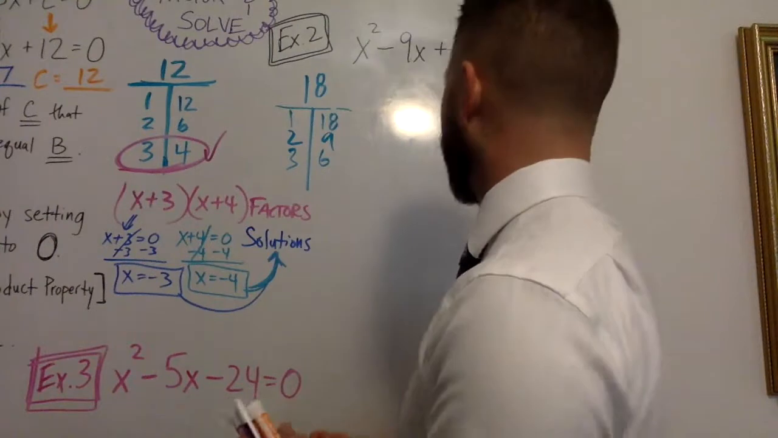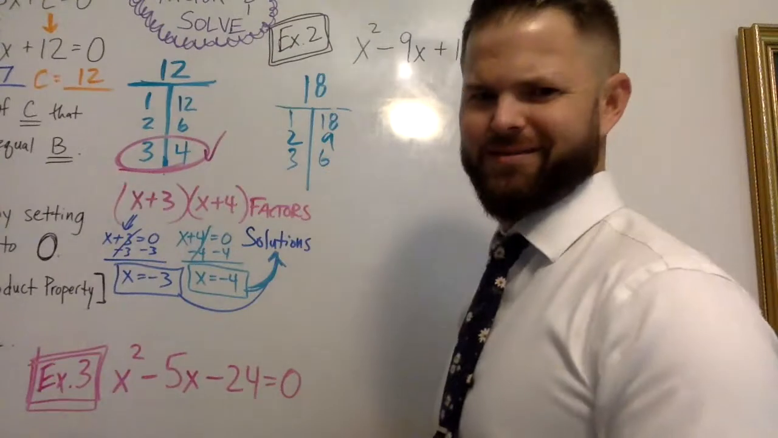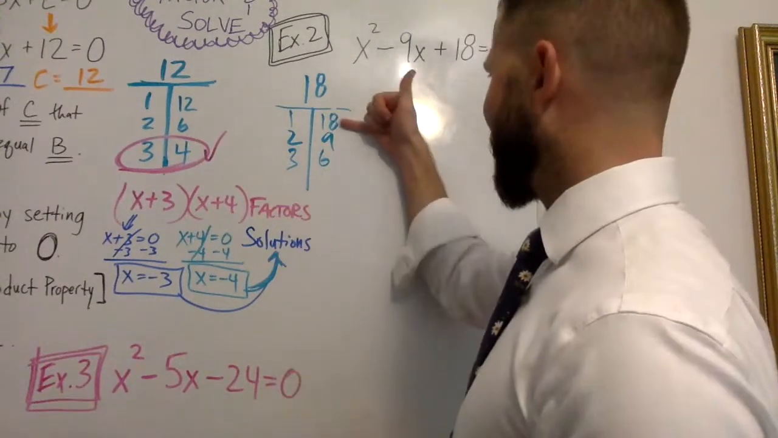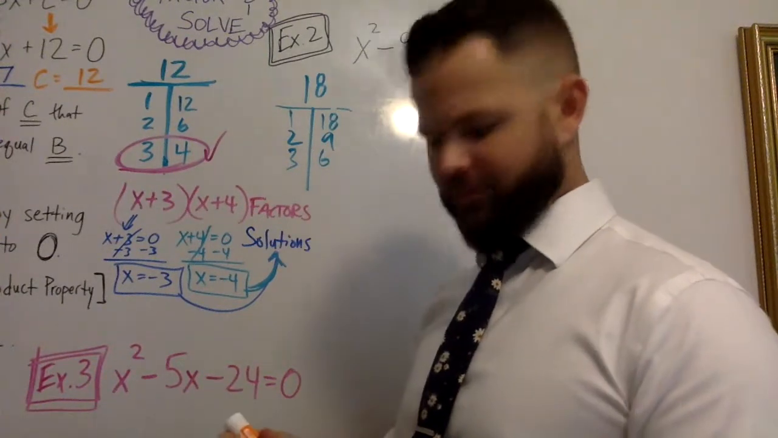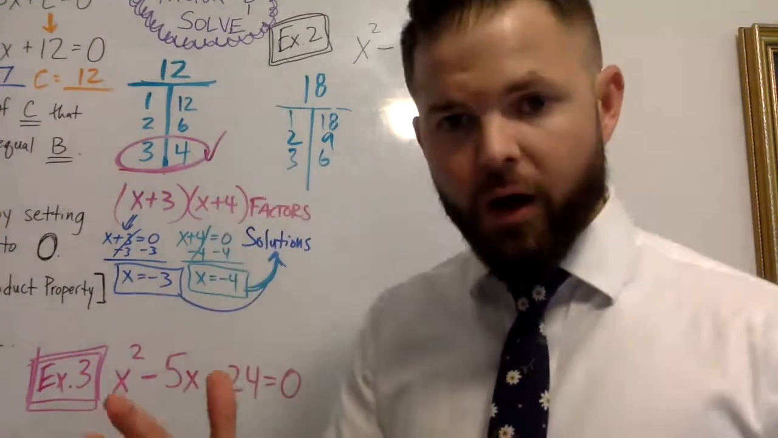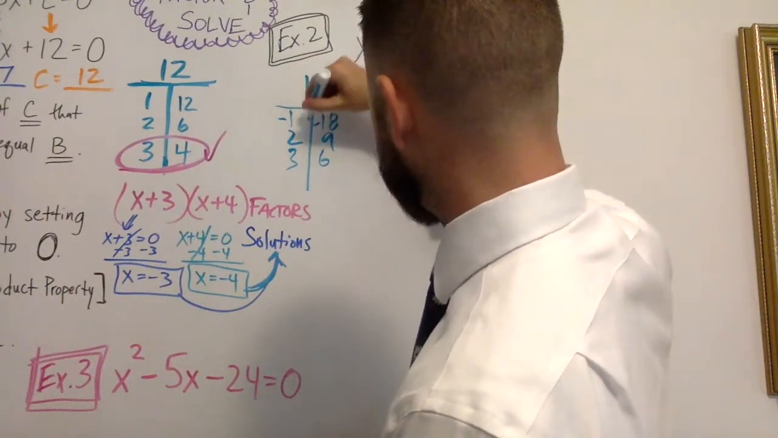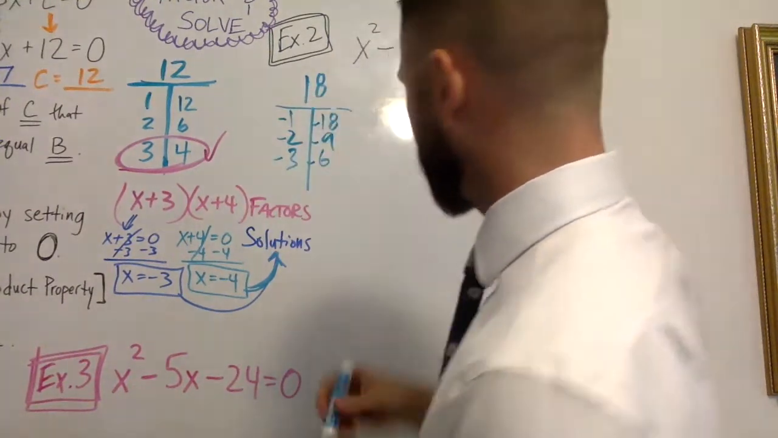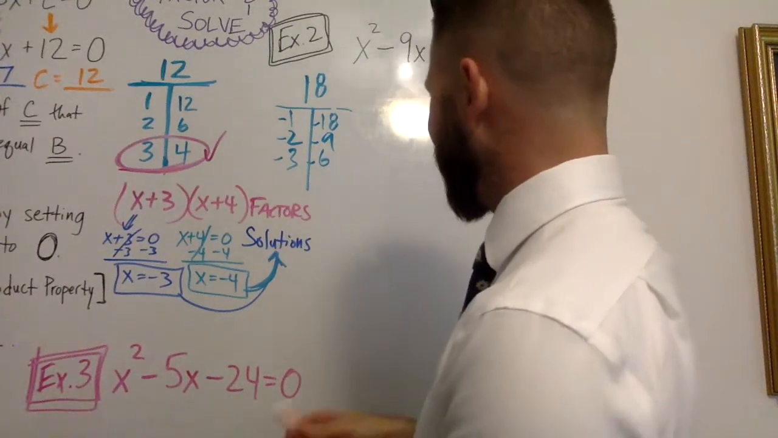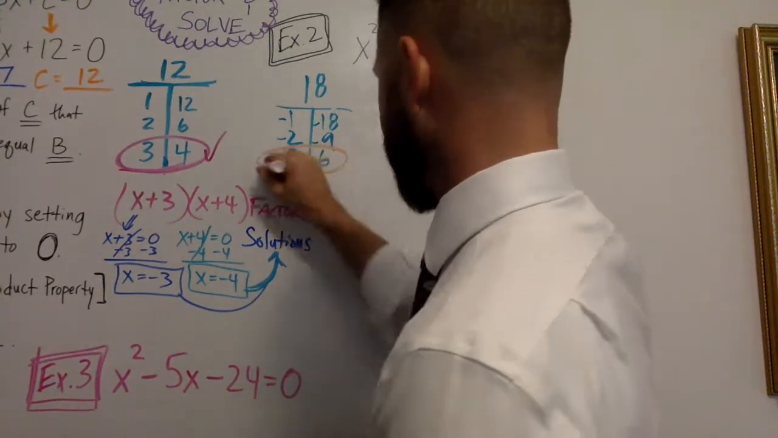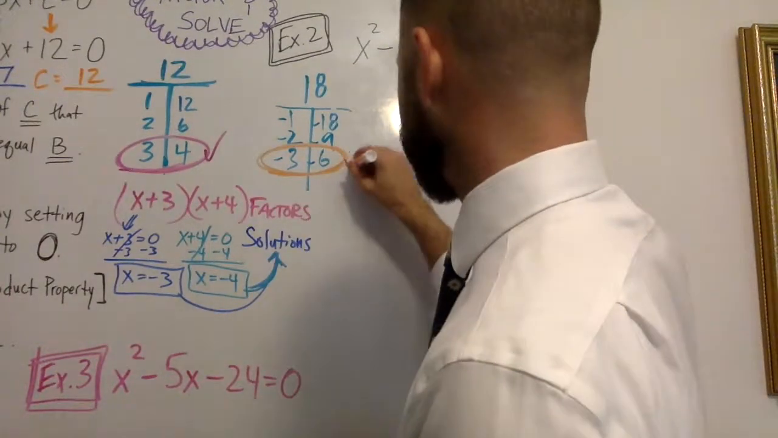I'm looking for factors that add up to -9. I've got 1 and 18, 2 and 9, 3 and 6, all positive. Well, if I know that a negative times a negative equals a positive, then I can make both of these negative and see what that does for me. -1 and -18, -2 and -9, -3 and -6. Aha, -3 and -6 add up to -9, I gotcha. So these are my factors.